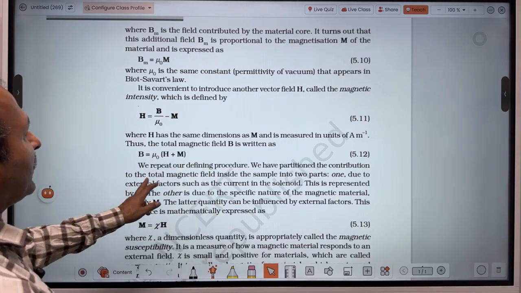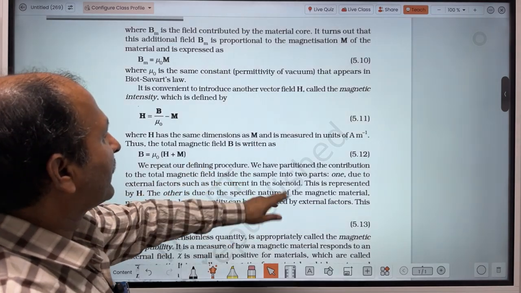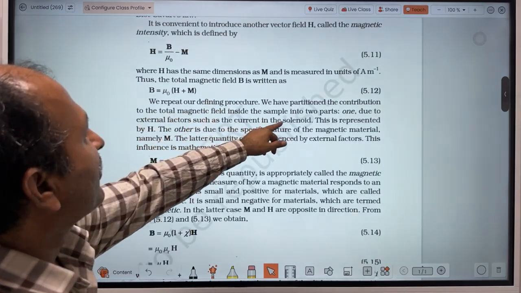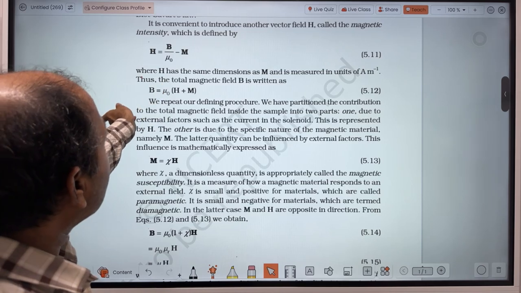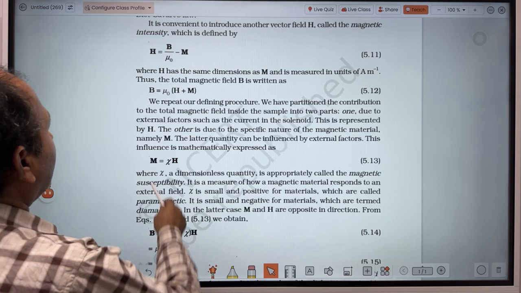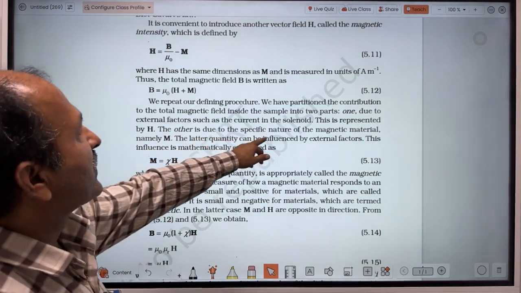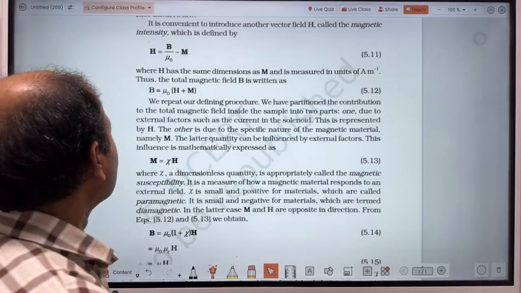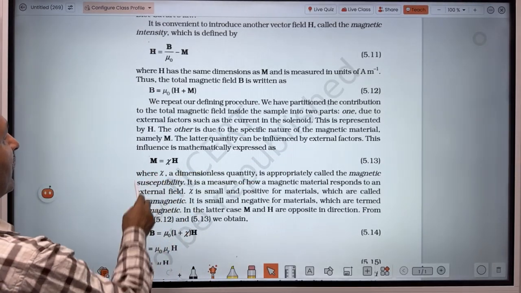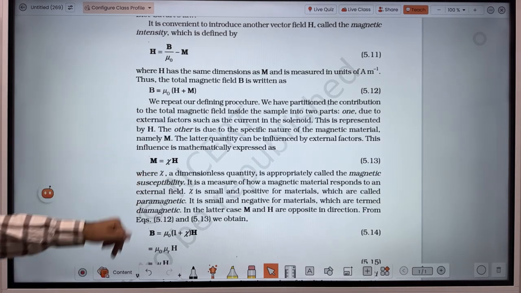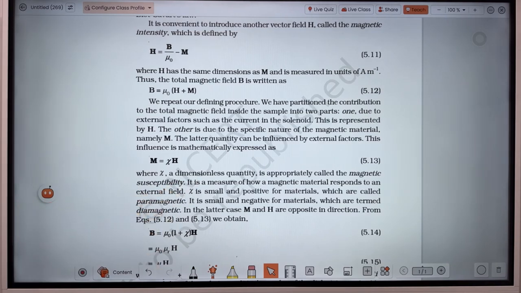Now we repeat our defining procedure. We have partitioned the contributions to the total magnetic field inside the sample into two parts. It's a relation we have previously also mentioned, so you have to keep it in mind. The other part is due to the specific nature of the magnetic material, namely M. The latter quantity can be influenced by external factors. So here we can define M as chi times H, where chi is a dimensionless quantity and is appropriately called the magnetic susceptibility.